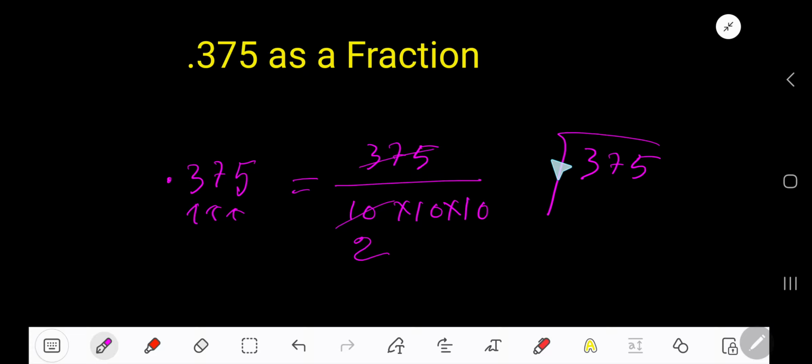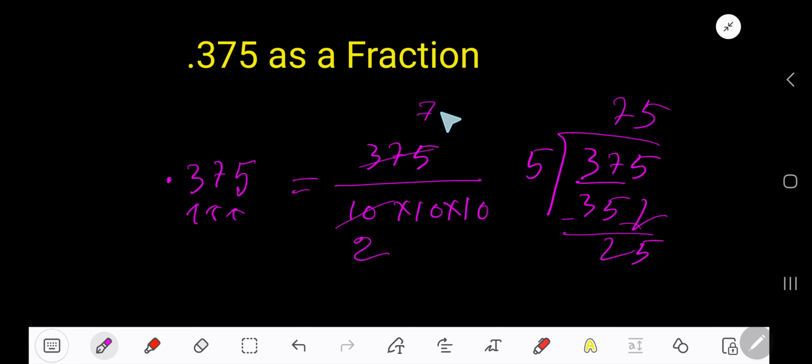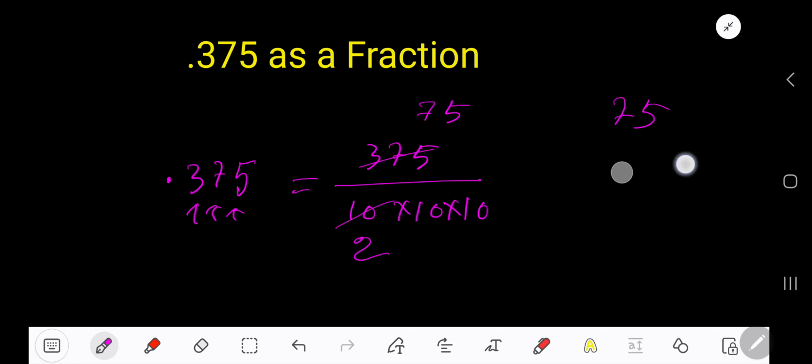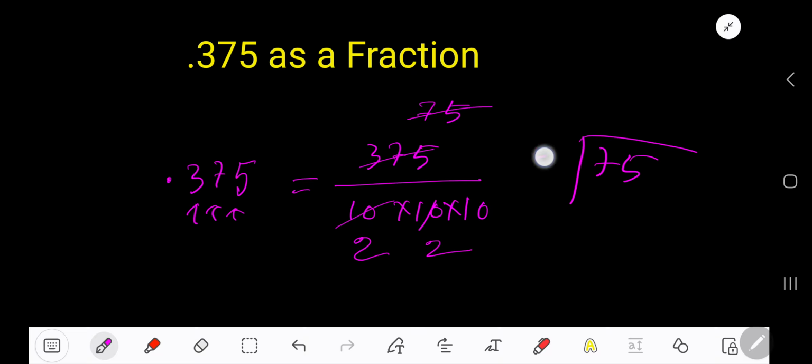Look here, 5 goes into 37 seven times, 7 times 5 is 35. Subtract, 2, bring down this 5 to make 25. 5 goes into 25 5 times, so we are getting 75. Again, this is divisible by 5, this is divisible by 5, I'll get 2 here. I'll get what? 5 goes into 7 once, 1 times 5 is 5. Subtract, 2, bring down this 5, 5 goes into 25 5 times, so you're getting here 15.